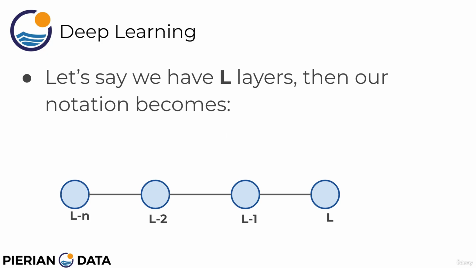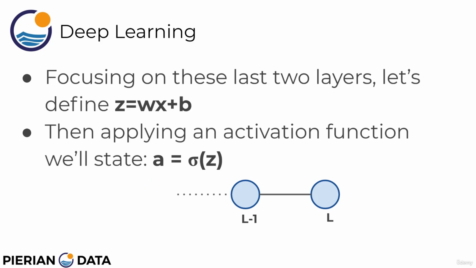So we already noted that the way we notate layers is by having the very last layer be called L. So then our notation becomes that the neuron all the way on the right is in layer L, the neuron to the left of it is L minus 1, L minus 2, and so on for L minus n layers. Now let's go ahead and just focus on the very last two layers of our network because backpropagation starts all the way at the end of the network at layer L once we've gone through our feed forward process.